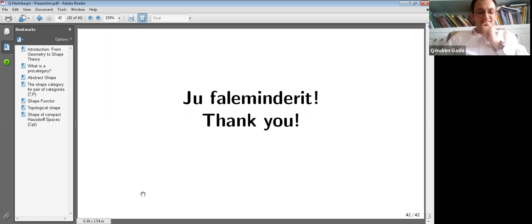So now if you have any questions, I have one short question which is fairly general. It's about strong shape theory. What's the difference between shape theory and strong shape theory? In a few sentences.